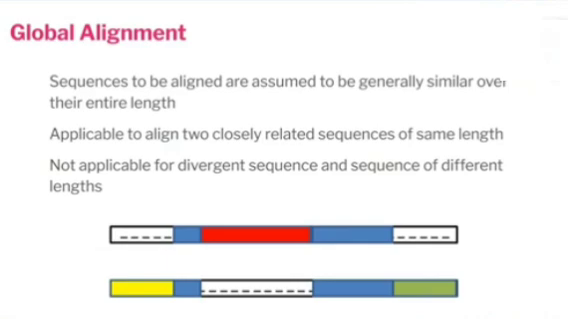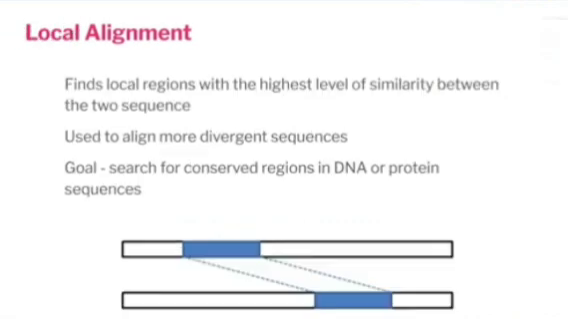This cannot be applied for sequences which are divergent. Human to human can be aligned with this method, but with another organism it cannot be done. It also does not align sequences of different lengths. As I said, this is applicable to align two closely related sequences of the same length, not applicable for divergent sequences and sequences of different lengths.